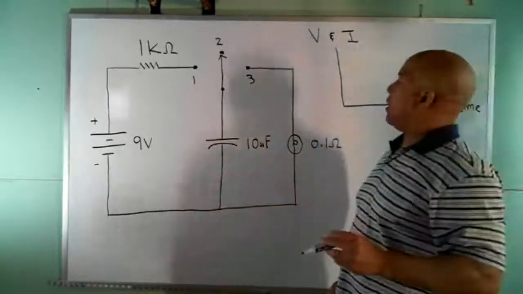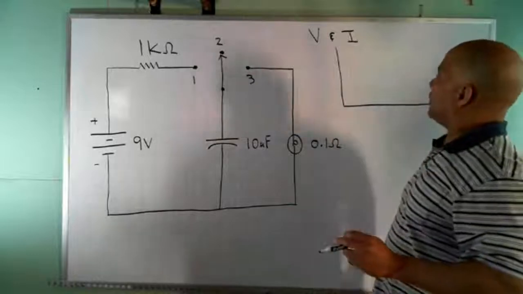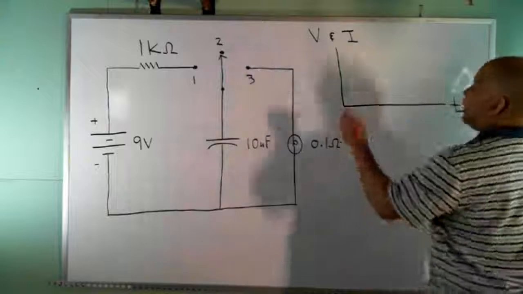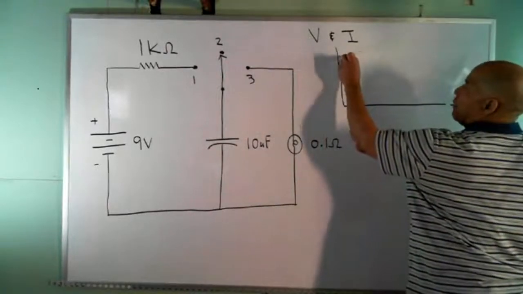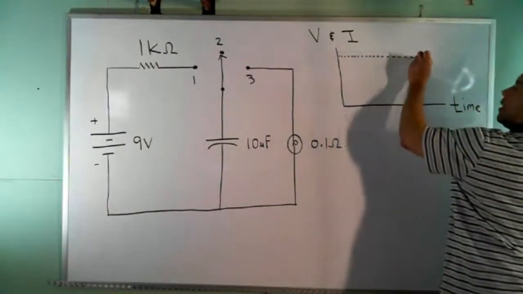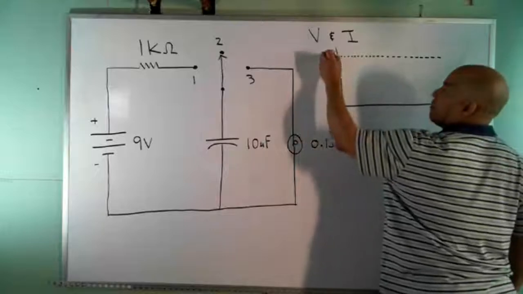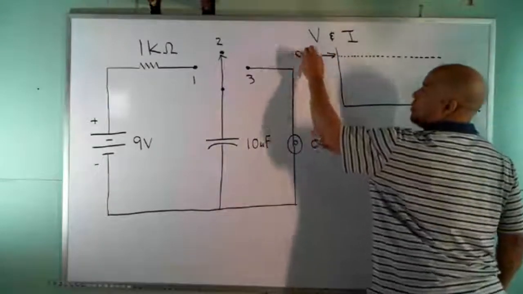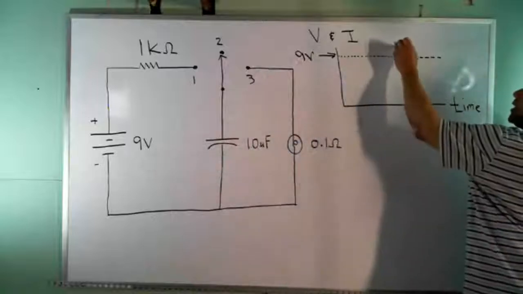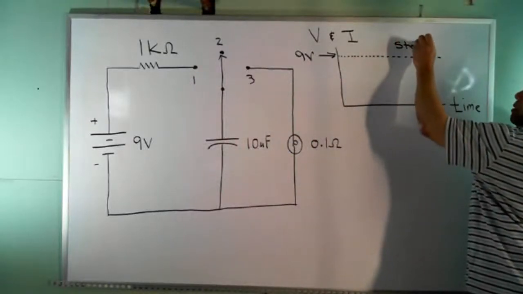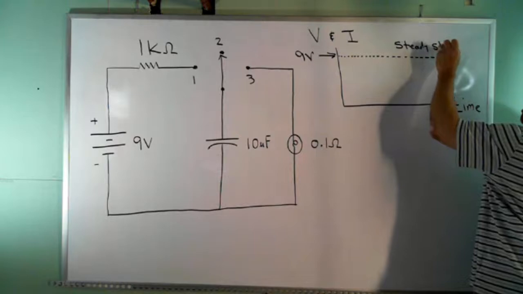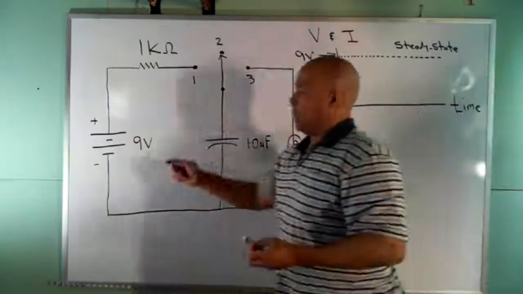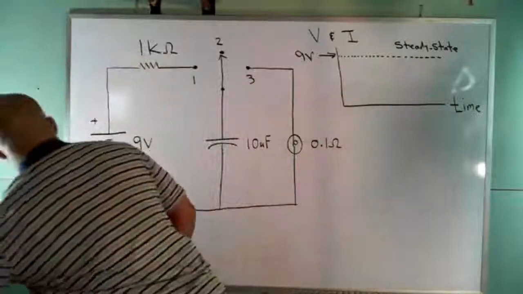Just to review, we talked about the universal time chart for capacitors, and you know the values already in the graph. You know that this is our steady state, so that's going to be here. It's going to be our 9 volts for this circuit. We call that steady state. When the capacitor charges up to the source voltage here, we say it's at steady state.